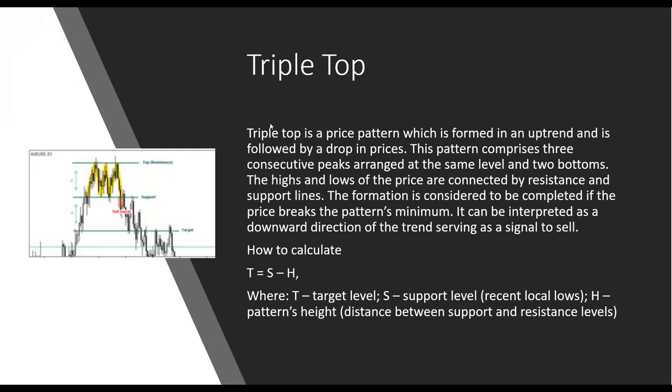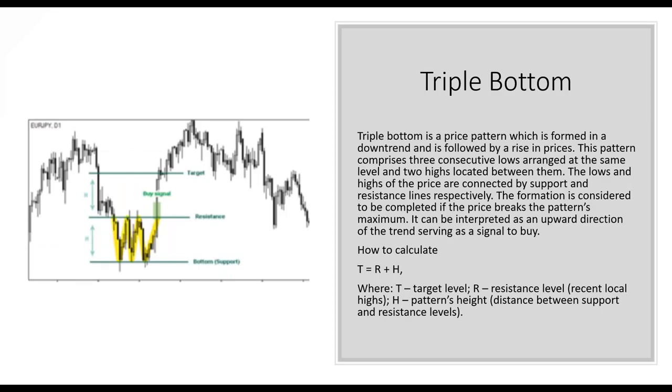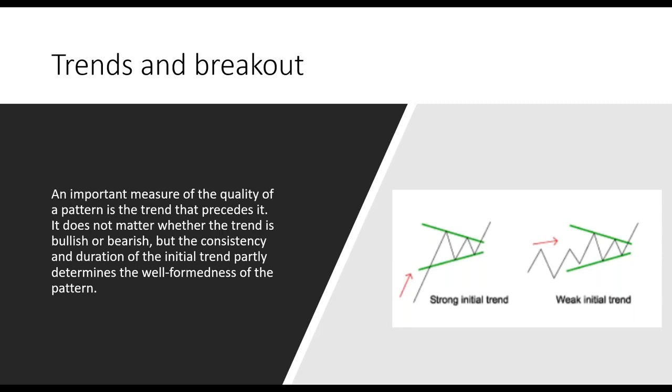So a triple top is a price pattern which is formed in an uptrend and is followed by a drop in prices. A triple bottom is a price pattern that is formed in a downtrend and is followed by a rise in prices. Now, always keep in mind that trends and breakouts are important.